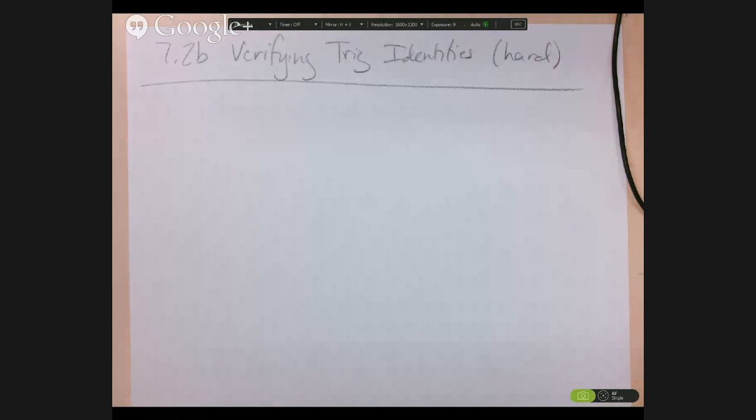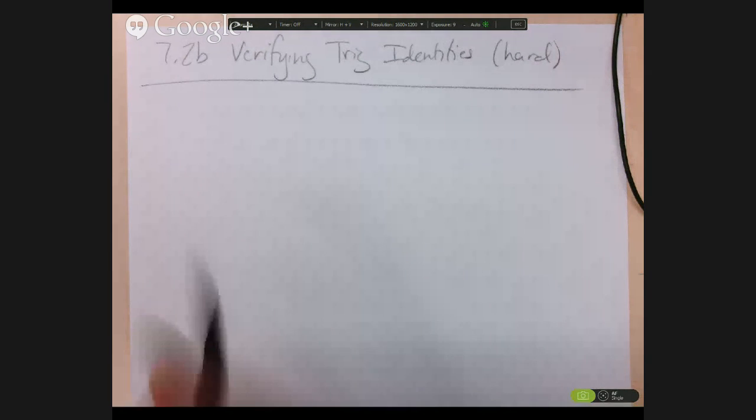Okay, so we're verifying trig identities. These are the harder ones. Okay, so they're going to be longer problems. Some of them are 5, 6 steps. Just don't worry about using your paper. Let's look at this first one here.